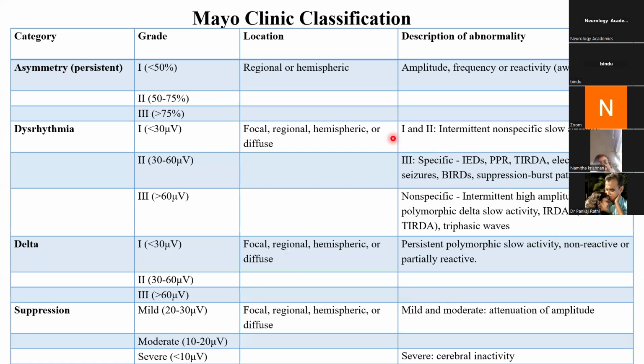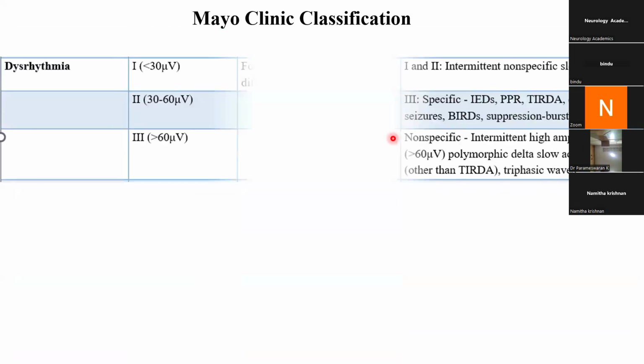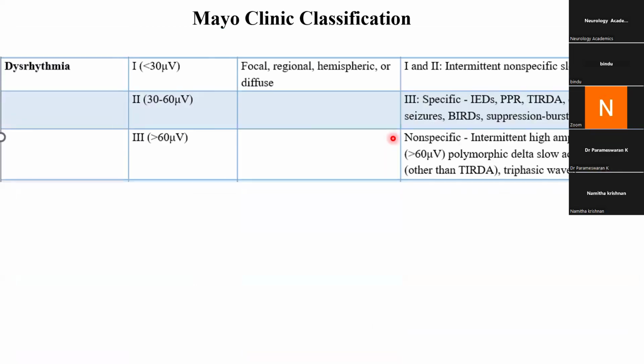So there are many classification systems for EEG reporting. One of the commonest classifications used is the Mayo Clinic classification. There are 4 different categories: asymmetry, dysrhythmia, delta, and suppression. First, we'll be seeing dysrhythmia and delta.